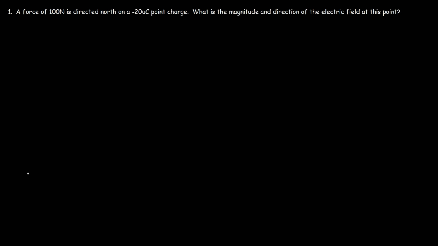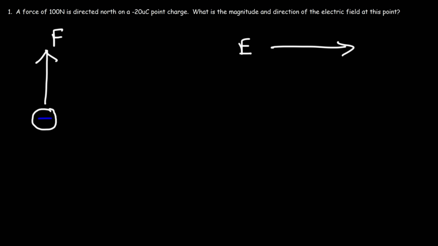So let's begin by drawing a picture. So let's draw our negative point charge. Now there is an electric force that is acting on this charge, and that electric force is directed north. What is the direction of the electric field? Now, if you recall, if we have an electric field pointing east, and if we were to place a positive test charge in that electric field, it will feel a force in the same direction as the electric field. But a negative charge will feel a force that will accelerate it in the opposite direction.